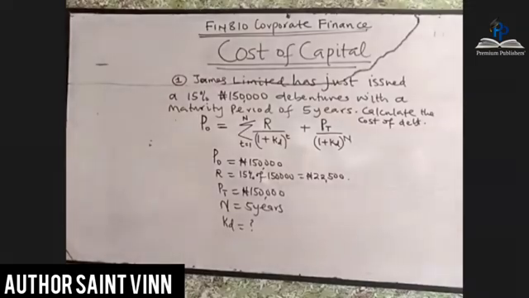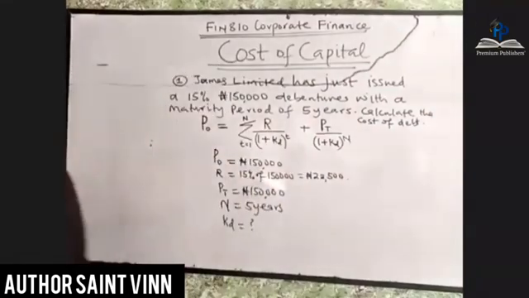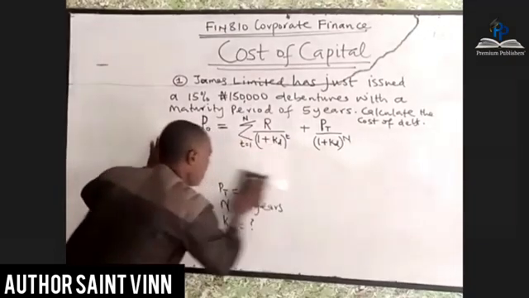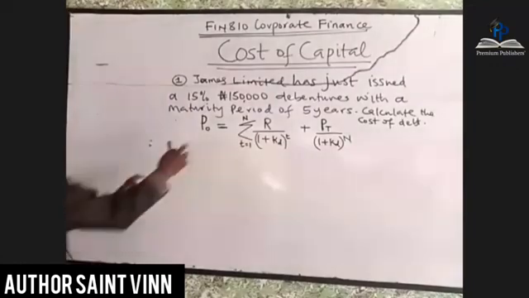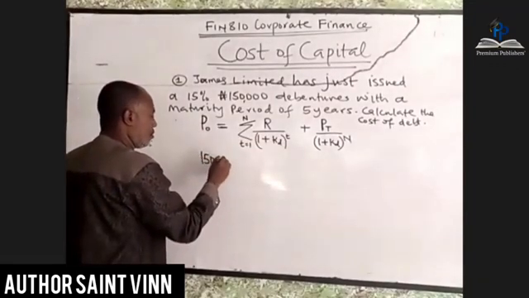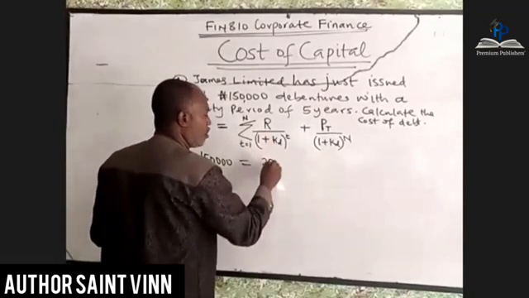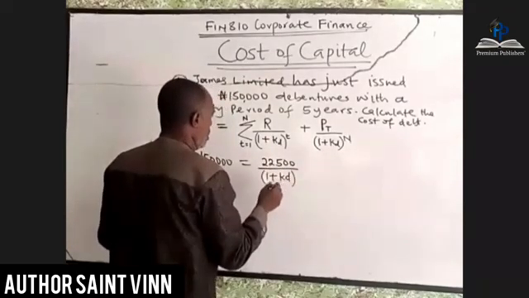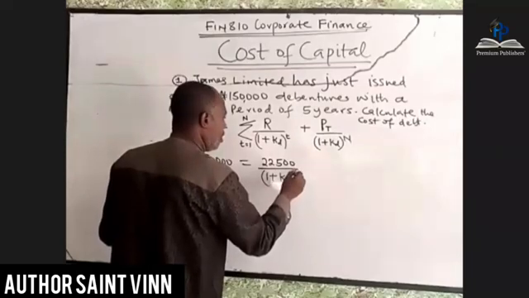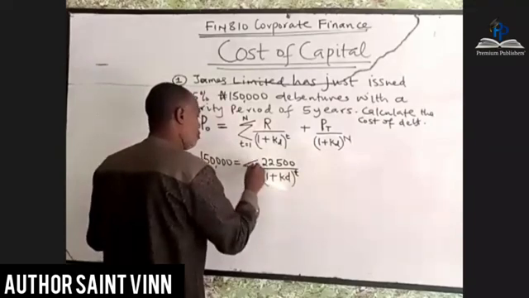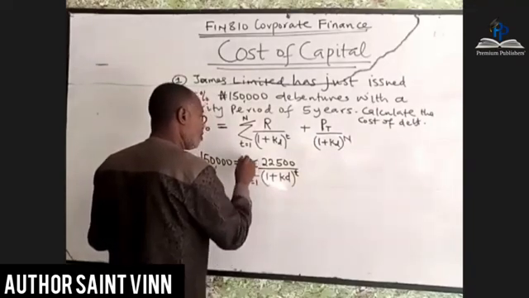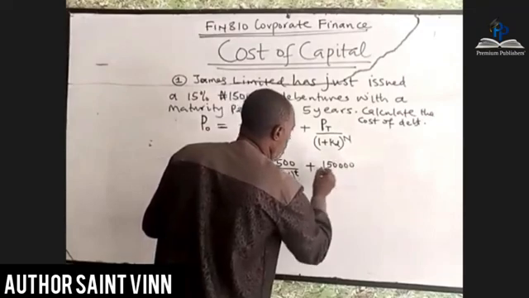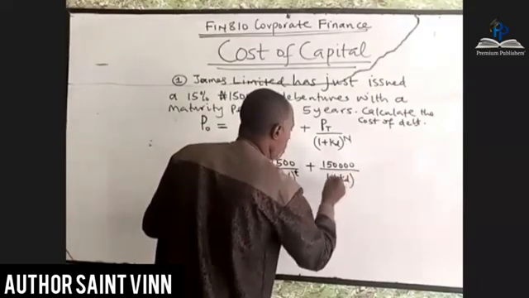Are we there? Good. Let me just clean this. Those of us online, are we following? At least this has been stated. We want to put it back there: PO, 150,000. Our R, 22,500, all over 1 plus Kg. This will be raised to the power T, but let's just leave it at T. Summation, t is 1 to 5 now. Plus this one, also 150,000, all over 1 plus Kg, all raised to power what?